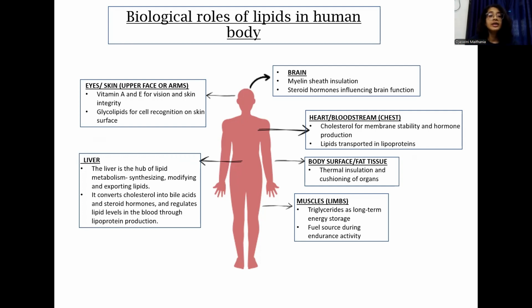In the liver, the liver is the hub of lipid metabolism. It synthesizes, modifies, and exports lipids. It converts cholesterol into bile acids and steroid hormones and regulates lipid levels in the blood through lipoprotein production.